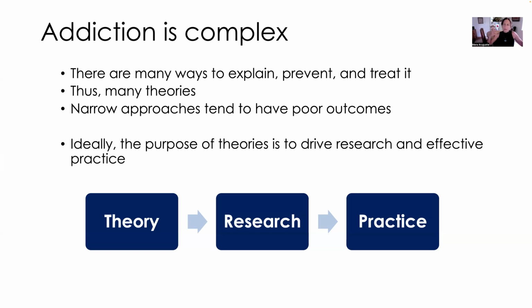So we have to look at it from a bunch of different theoretical perspectives to make sense of it and to really get better outcomes. So the more we've seen it as a broader basis of theories, then we've started to get some better outcomes in terms of treatment. So the ideal purpose of a theory is to drive research and effective practice. And we'll see an example of that on the next slide. But theories ideally should be creating hypotheses and creating ways of testing the theory. And then they should also be informing how to treat addiction.